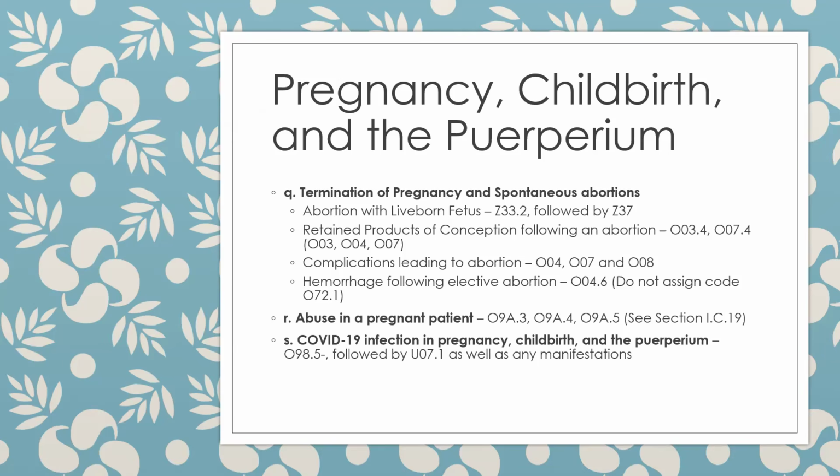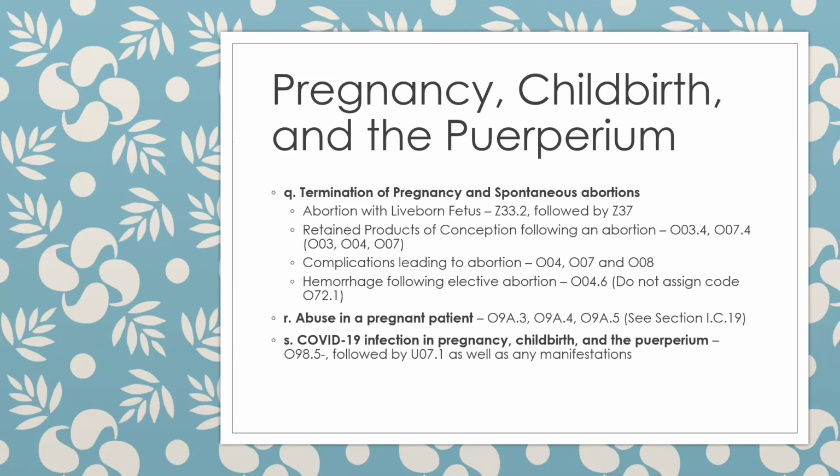For hemorrhage following an elective abortion, for hemorrhage post-elective abortion, assign code O04.6, delayed or excessive hemorrhage following or induced termination of pregnancy. Do not assign code O72.1 for other immediate postpartum hemorrhage, as this code should not be assigned for post-abortion conditions.